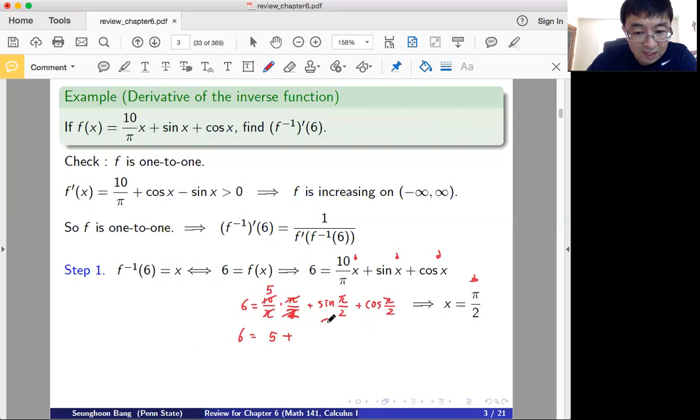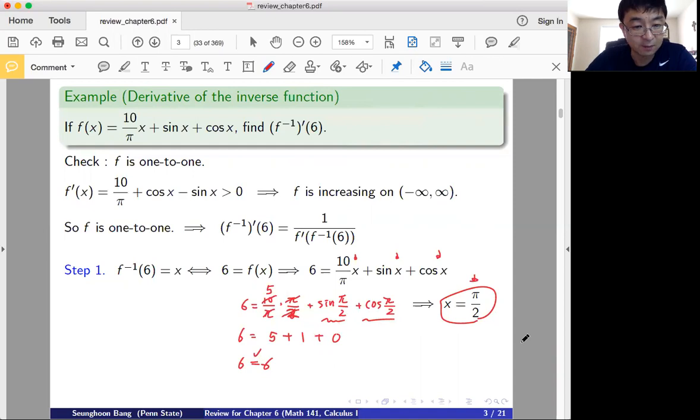Plus sine pi over 2 is 1. Cosine pi over 2 is 0. So exactly 6 equals 6. Yes, we have it. So this is the answer: x equals pi over 2.